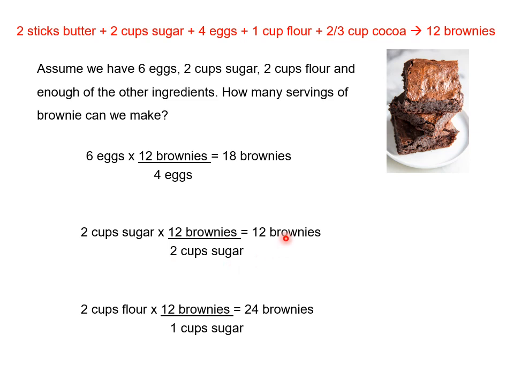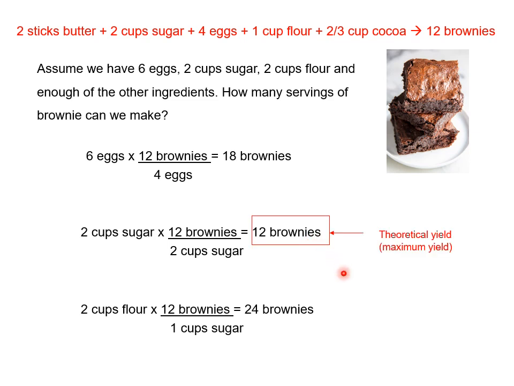So we cannot make any more than 12 brownies because if we try to make 18 brownies, we run out of sugar. We don't have enough sugar to make that. So the most brownies we can actually make is just 12. Once we make our 12 brownies, we will run out of sugar. We'll still have some eggs left over and some flour left over, but we will be all out of sugar.